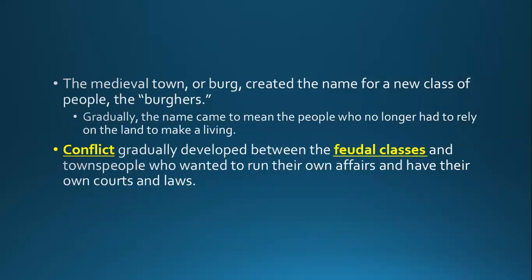Now, we're also going to start seeing more of a conflict between the classes and the townspeople who want to run their own day-to-day lives and run the courts and make the laws. So people wanting to start moving away from the nobility being in charge. So this is all happening before the plague strikes.